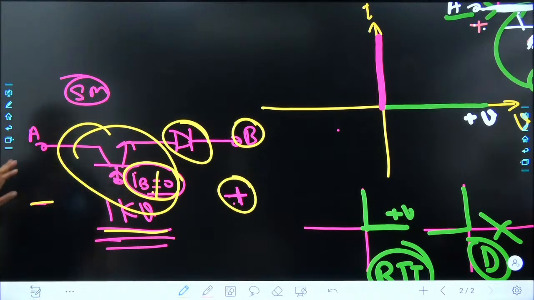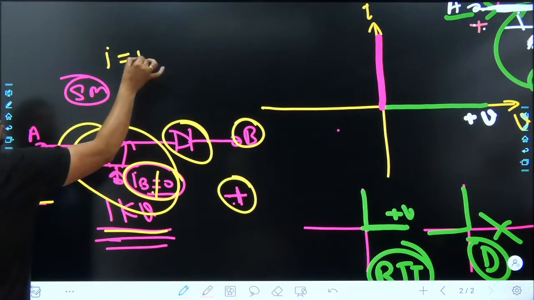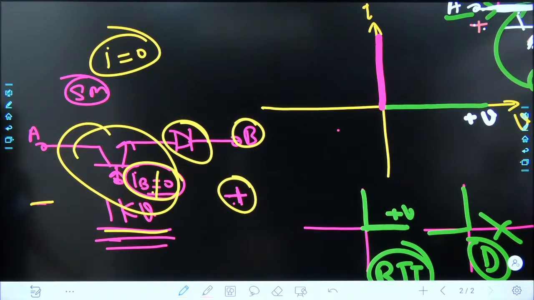Now, my dear friend, one thing is finalized. When the polarity changes, the current will always be 0. Now, what about the next thing?